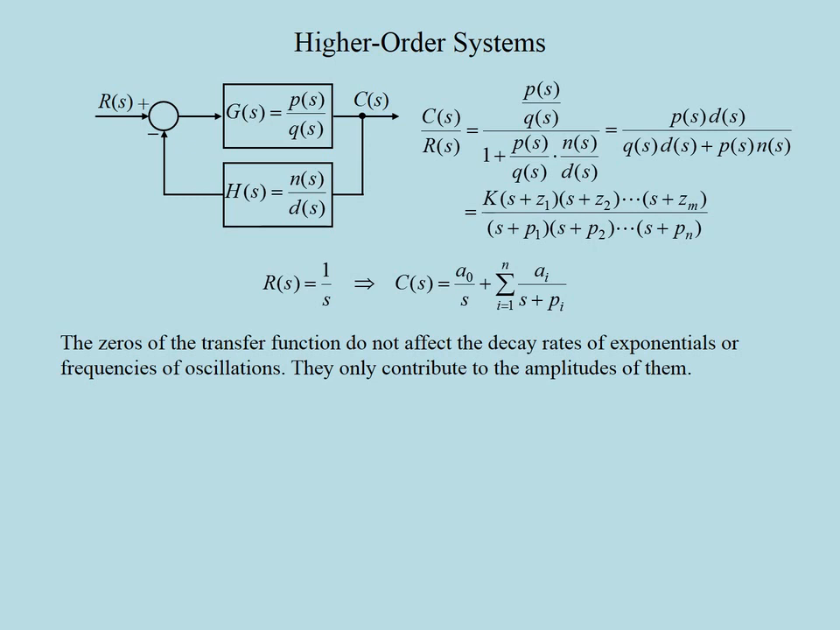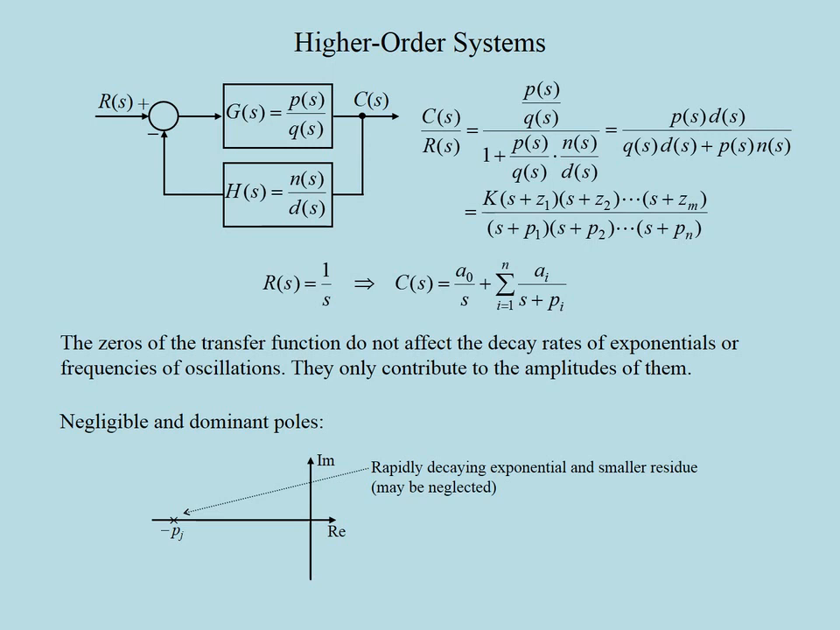At this point, we can also distinguish between negligible and dominant poles. For example, if a real pole is far from the origin in the left half plane, the part of the response corresponding to this pole will be a rapidly decaying exponential and will have a relatively smaller residue. Therefore, its contribution to the response may be neglected.